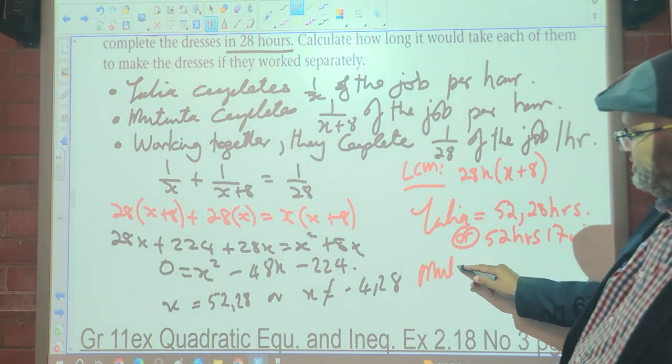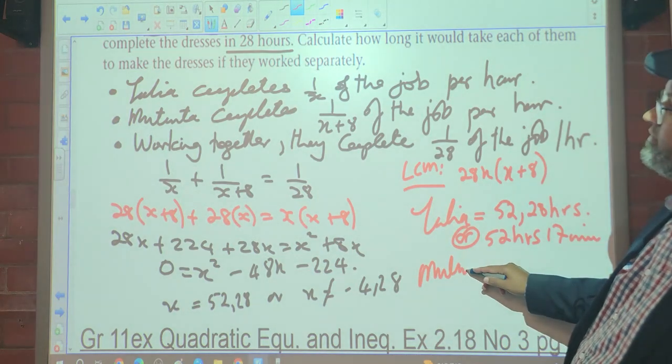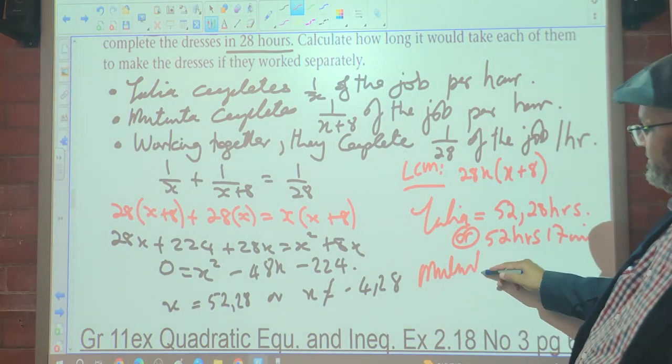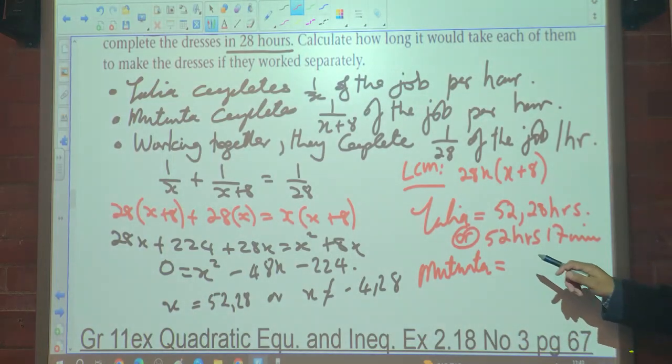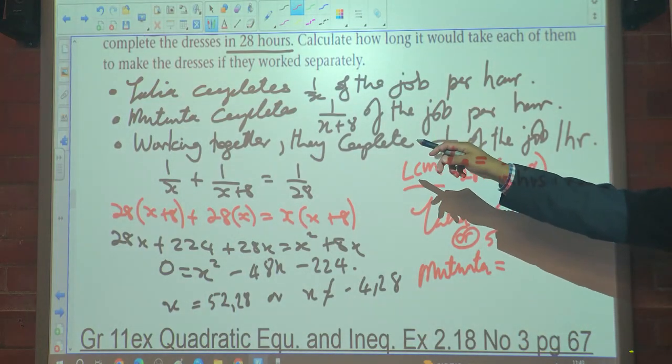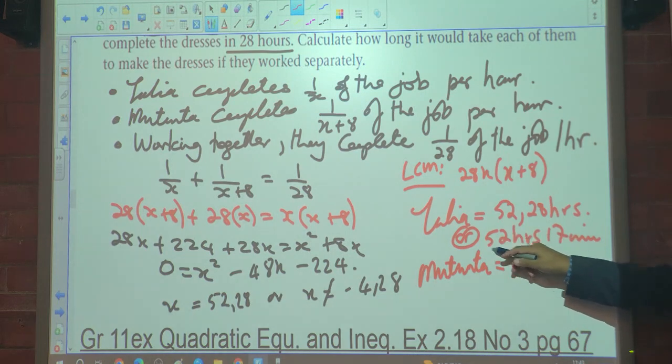I spelled it wrong. What did he spell wrong? Okay, so that's going to take 8 hours longer. So you add 8, and you're going to get 60 hours and 17 minutes.